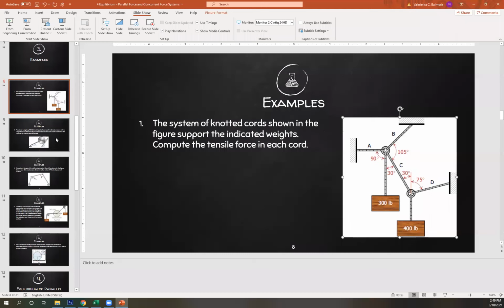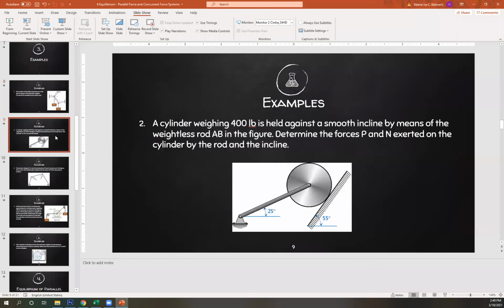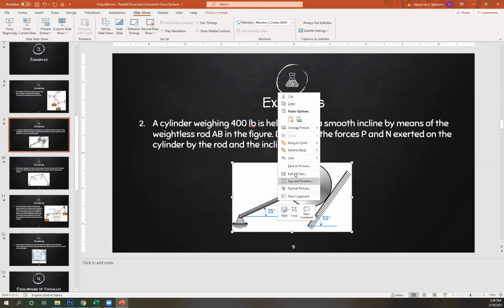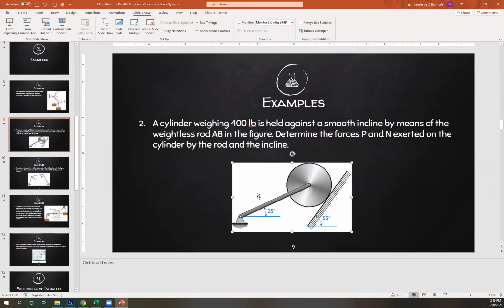Okay. Next, number 2. A cylinder weighing 400 pounds is held against a smooth incline by means of the weightless rod AB. In the figure, determine the forces P and N exerted on the cylinder by the rod and the incline. So we're looking for P and N exerted by the rod and incline. Again, copy. Okay, paste.